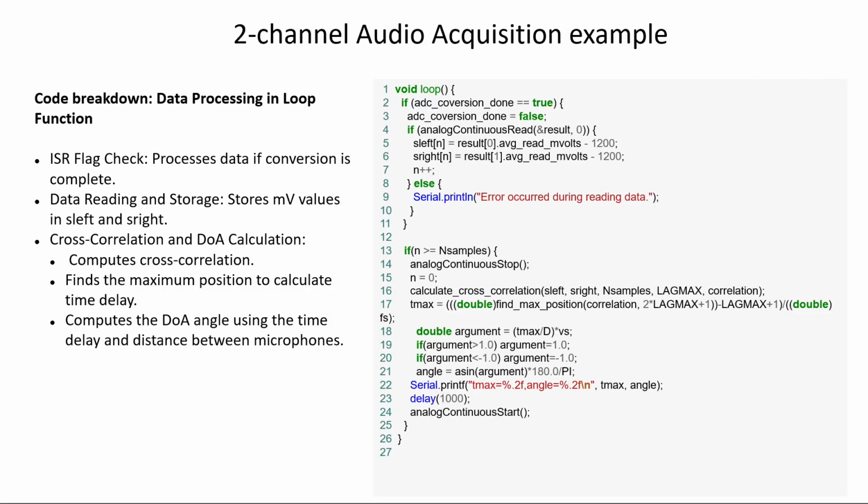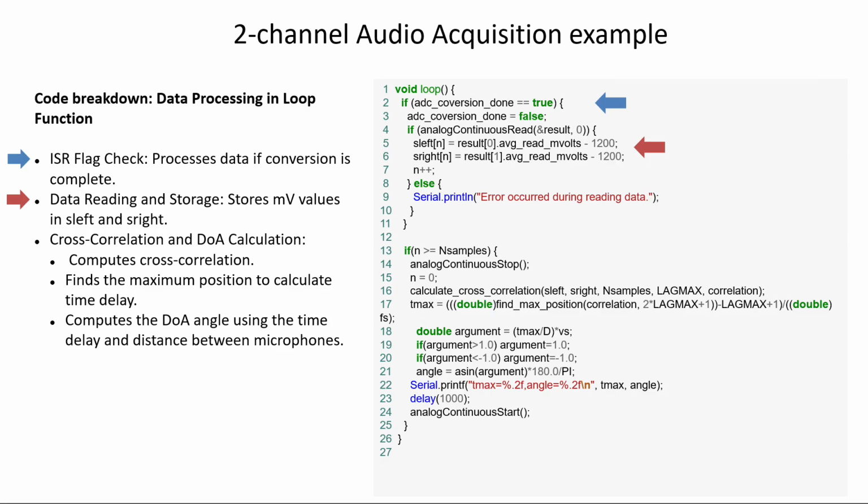Now let's look at the main data processing logic, which corresponds to the loop function. We first check the ICR flag, which checks if the ADC conversion is done. Next, we do the data reading and storage. It reads the results from the ADC buffer, and the raw ADC values are converted to millivolts and potentially centered around 0 by subtracting an offset. This offset corresponds to the DC value of silence levels in the microphones. The center values are stored in the S-left and S-right arrays.